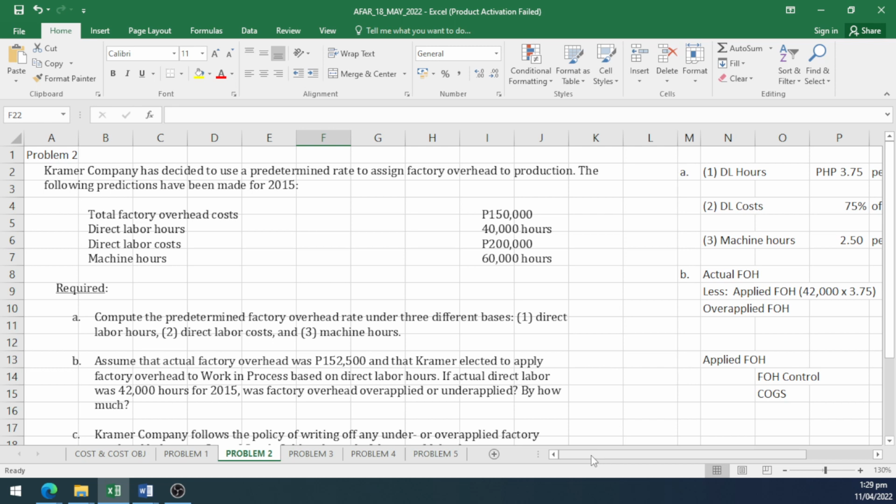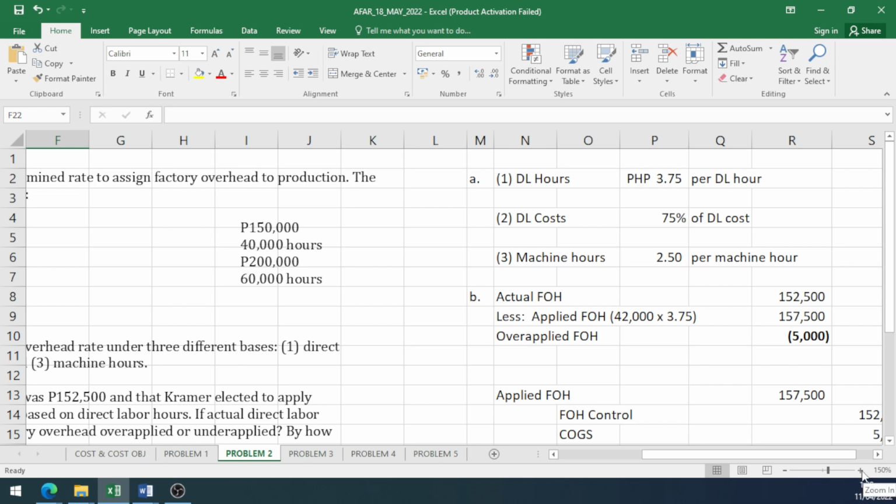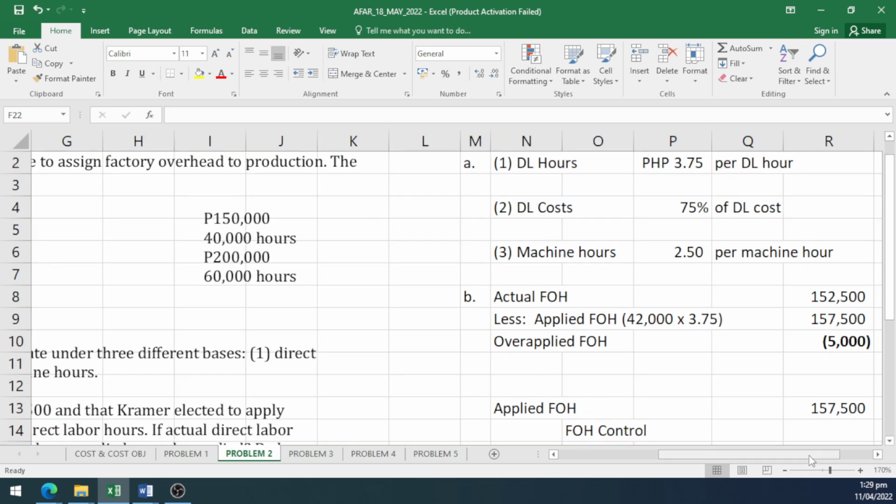For example, here in Kramer Company, if overhead is based on DLRs, based on DL cost, and based on the machine hours, ang ating predetermined rate ay ito po. Based on direct labor hours, we have 3.75 or 3.75 per DLR. That is very simple. Estimated overhead, 150,000 divided by 40,000 DLRs, 3.75 per DLR.